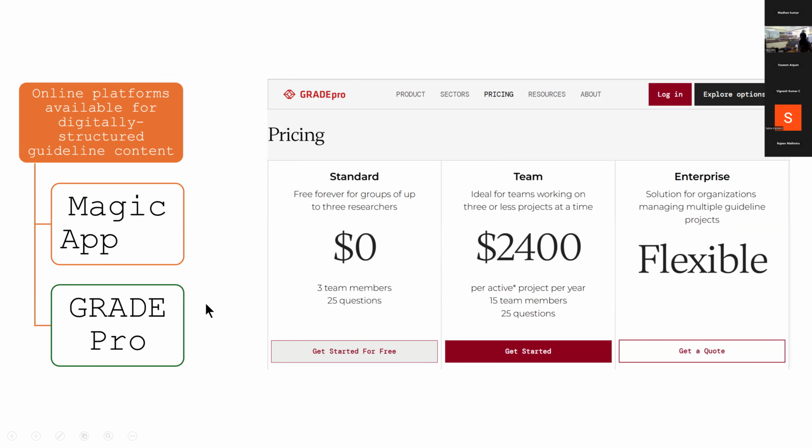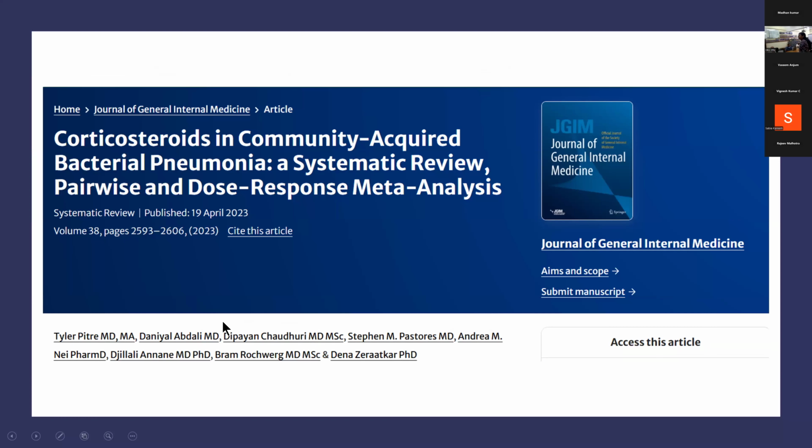When you want to make guidelines, there are a few online apps. One is the MAGIC app and the other is GRADEpro. GRADEpro is sort of free. Let's just assume that Phenisha is part of the systematic review methodology team, and she's going to provide the evidence to the guideline panel. She has looked at this article, corticosteroids in community-acquired bacterial pneumonia, a systematic review, which we have actually gone through in detail over the past 2 weeks.